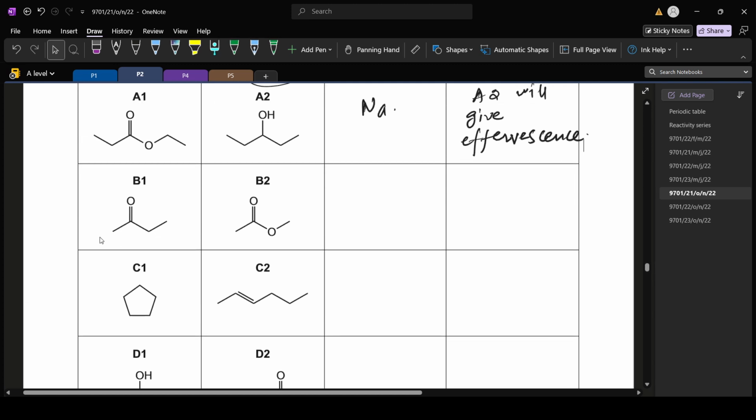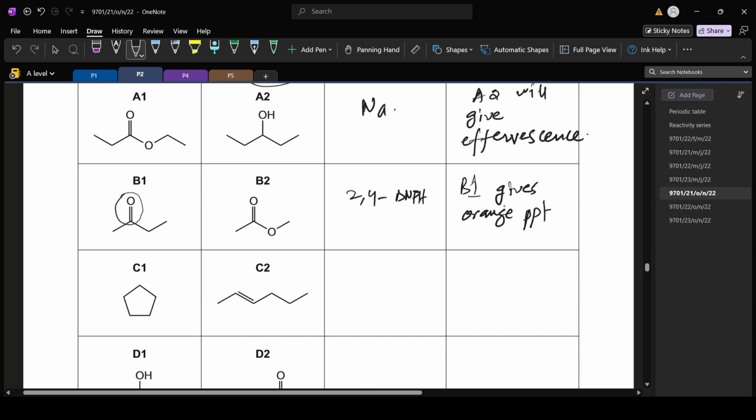Now B. So you have a ketone and an ester. How do you differentiate an ester from a ketone? The test for this carbonyl group is 2,4-DNPH, 2,4-dinitrophenylhydrazine. The ketone will give a yellow or orange precipitate with the 2,4-DNPH. So B1 gives an orange precipitate.